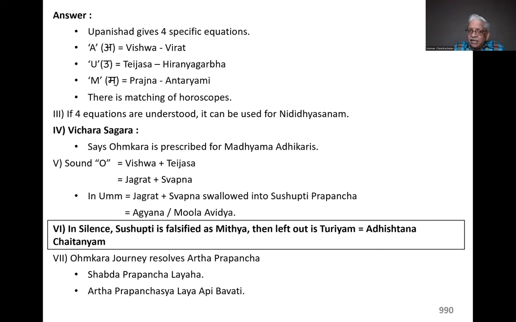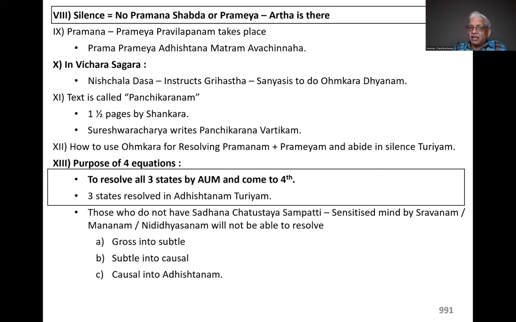The sound A and the sound M, these sounds, they represent the entire state of experience. But in silence, what happens? Sushupti is falsified as mithya. Then what is left out is Adhishtana Chaitanya. The entire journey of Omkara in meditation helps us to resolve the entire prapancha, all the three prapanchas, into silence. That is how we have to do meditation on Omkara. There is a meaning to that silence.